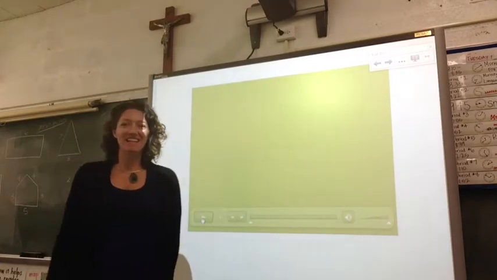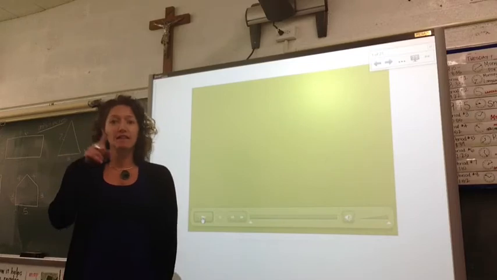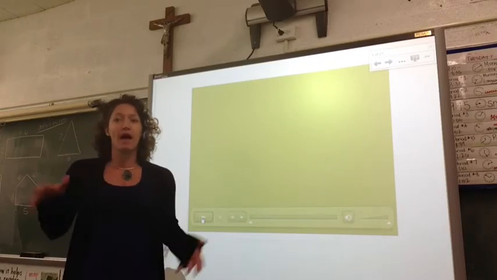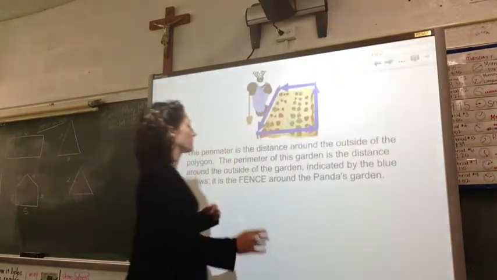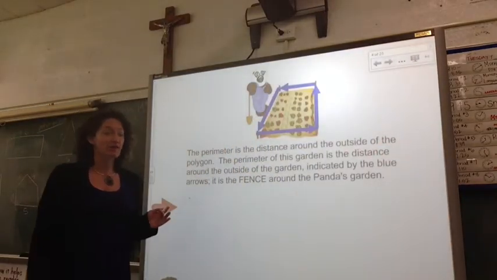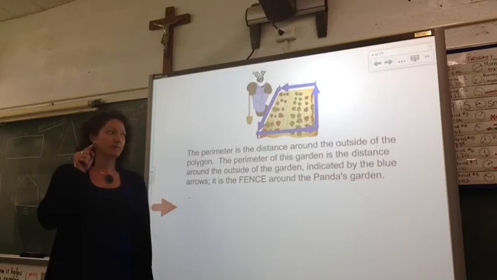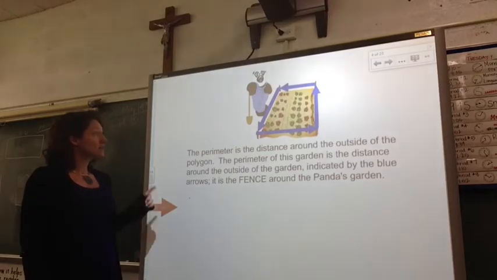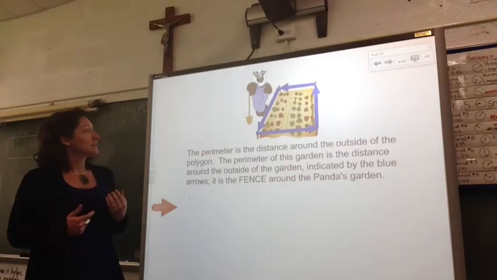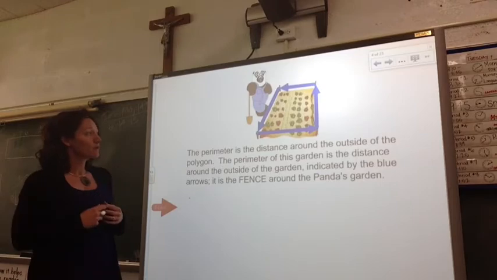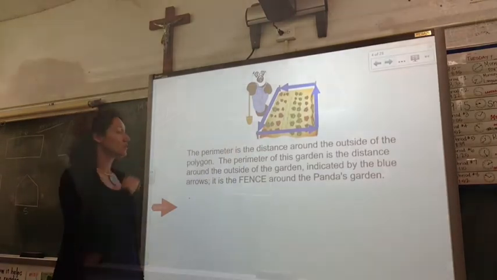Okay, I hope you liked that video. So now you know that perimeter is the measurement of each side of a shape, and you add them all up and you get the perimeter. So again, to reinforce what perimeter is, it's the distance around a shape. So you measure the outside of the polygon if you're measuring the perimeter of a polygon, and this is an example of measuring the perimeter of a garden. So you'd measure the distance around the shape.